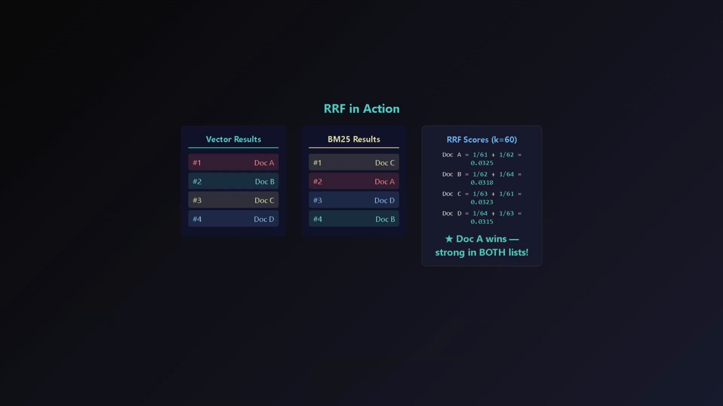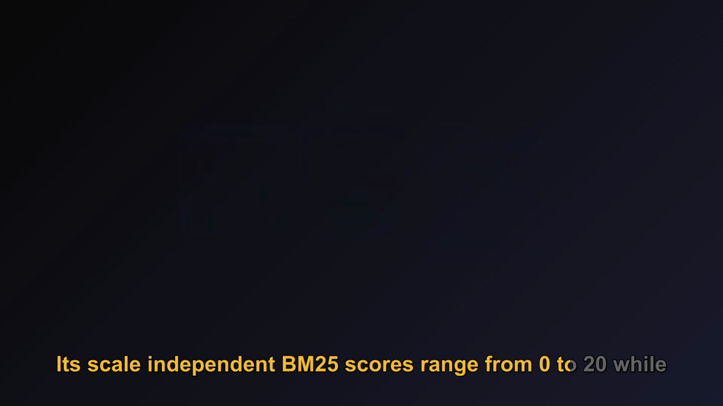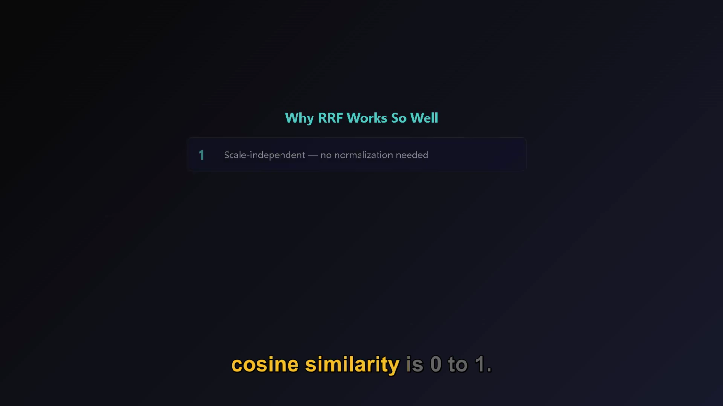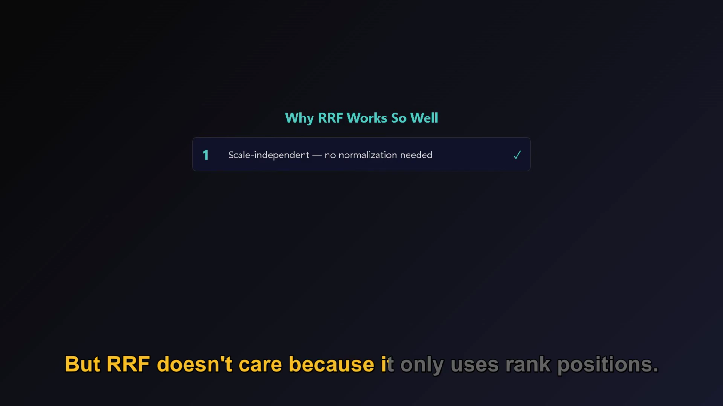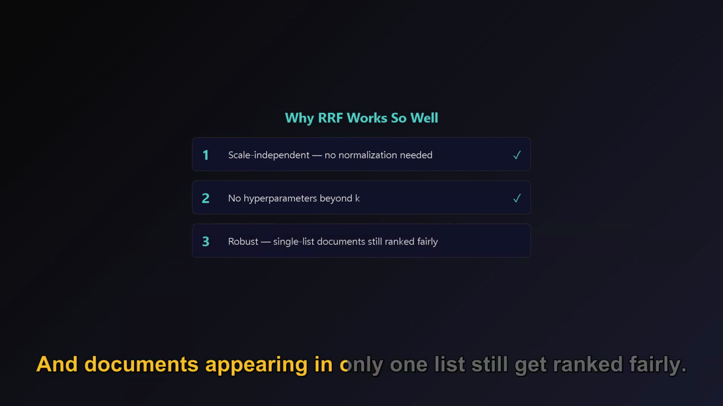Why does RRF work so well? 3 reasons. It's scale-independent. BM25 scores range from 0 to 20 while cosine similarity is 0 to 1. But RRF doesn't care because it only uses rank positions. There are no weights to tune, and documents appearing in only one list still get ranked fairly.